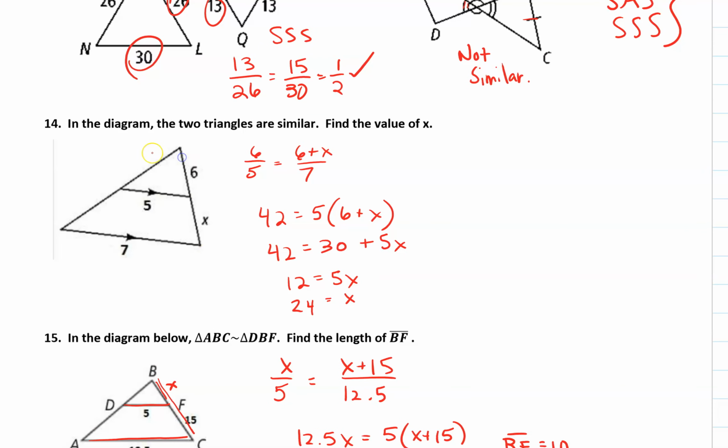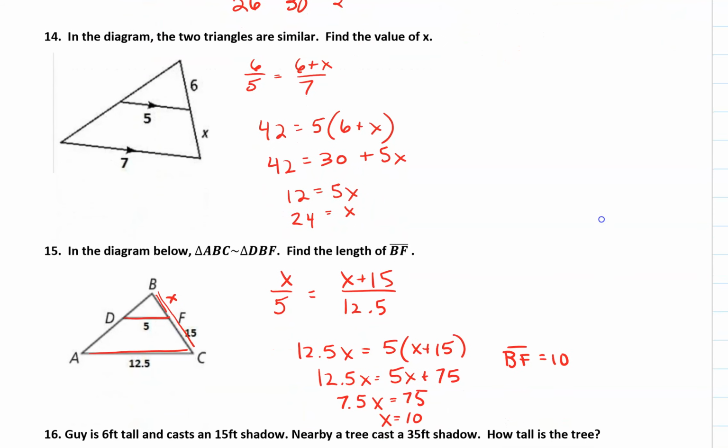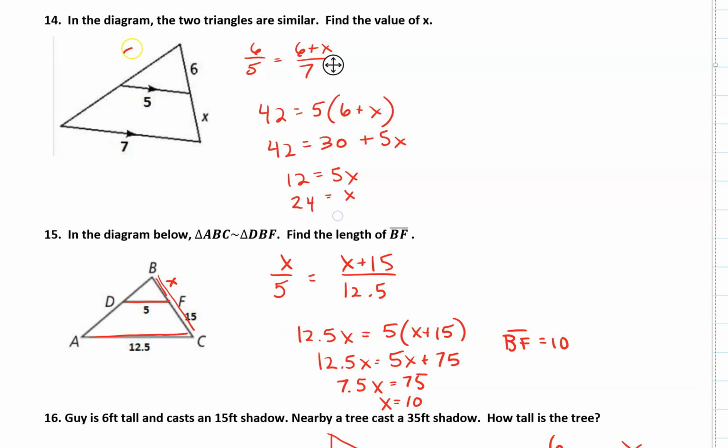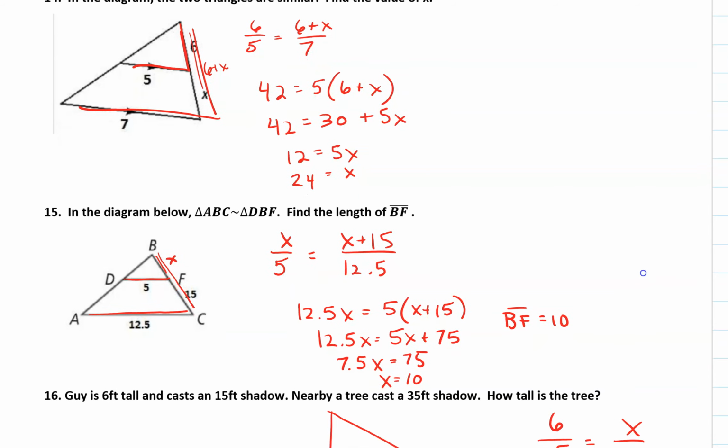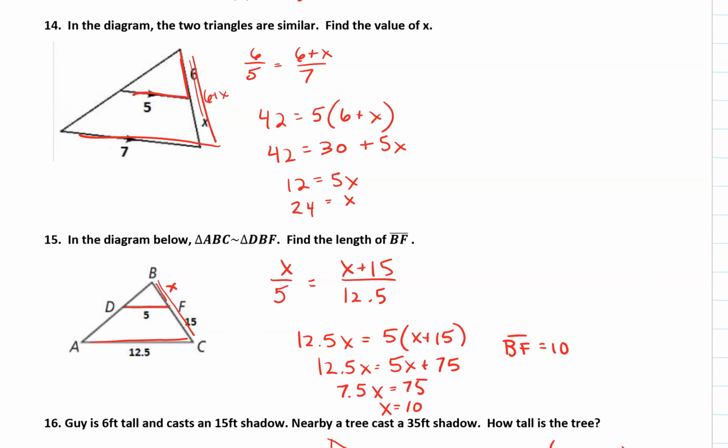Okay, so you want to be careful with this one. You've got the parallel line indicator, but you don't have parts. They didn't give you this, okay? And so we can't do just parts. So this one needs to be small triangle to big triangle. So we have to add up and get 6 plus x for the side, and then over 7. Set that up, solve the equation. And 15 is similar. Same idea. Small to big triangle.